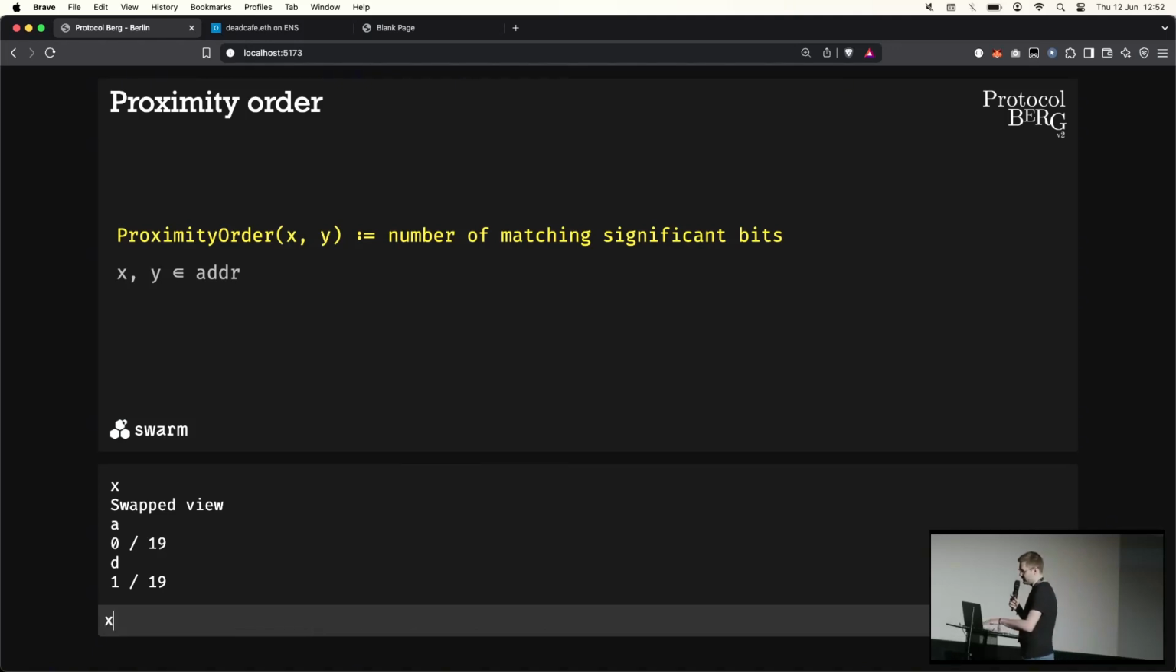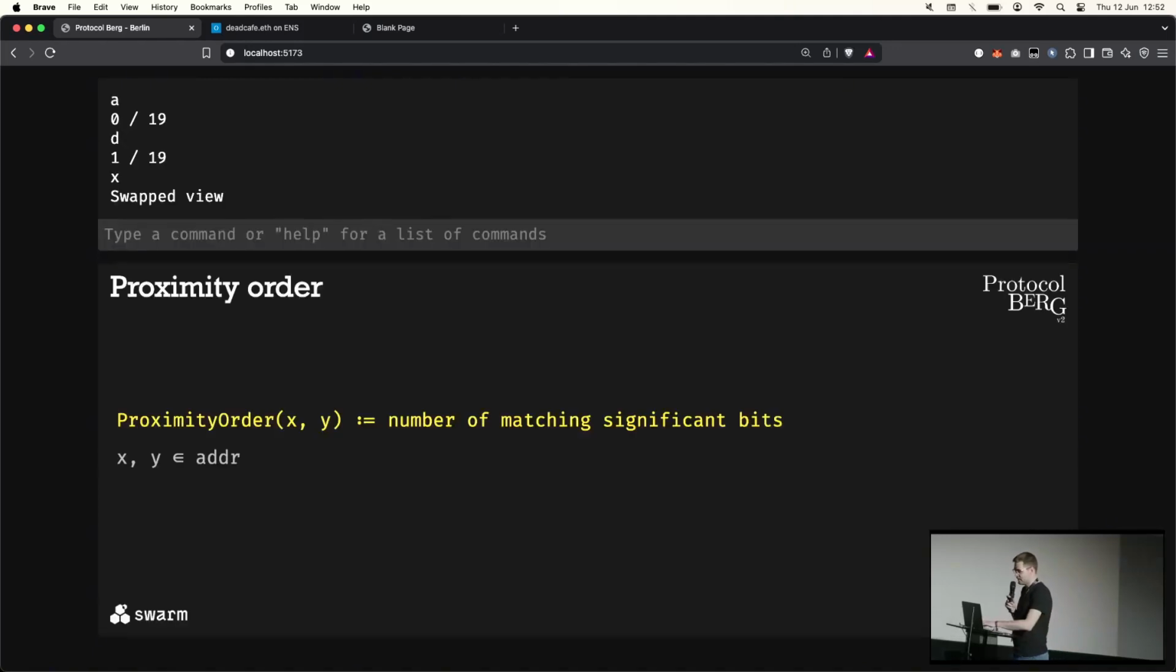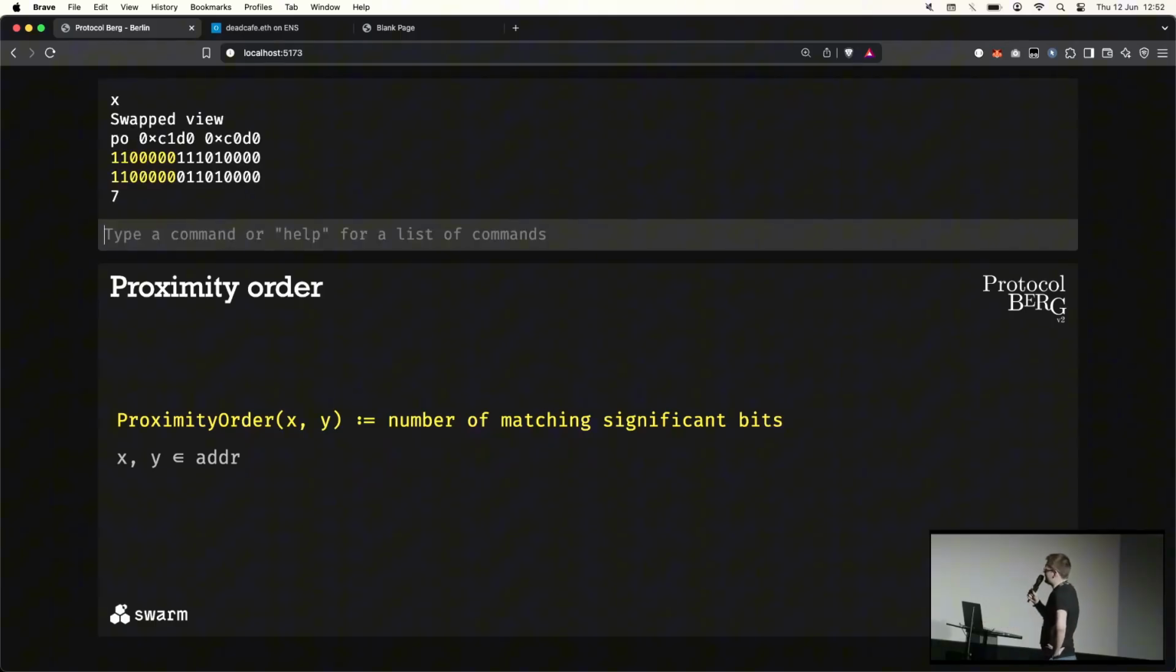So I'm going to give an example here. PO, which is short for proximity order. I'm going to call that function with two addresses. Normally, addresses are 20 bytes or 32 bytes. In this case, it's going to be just dummy addresses, which are 2 bytes. So the first one is, let's say, C1D0. The other one is C0D0. And we get 7 for the proximity.